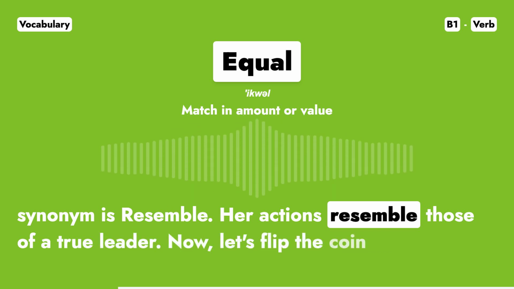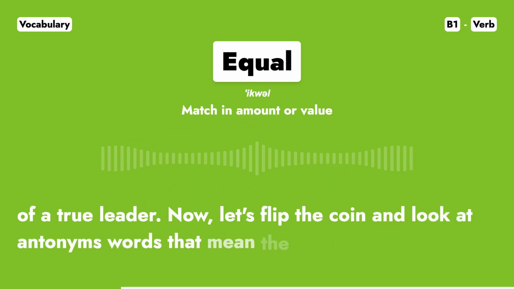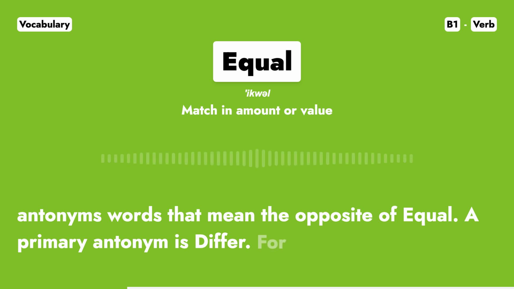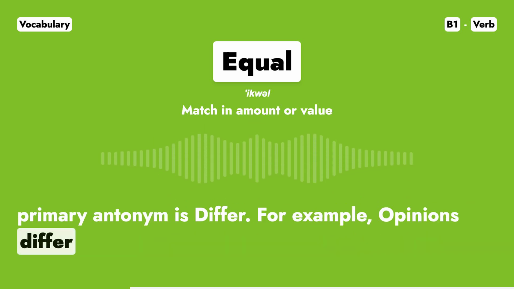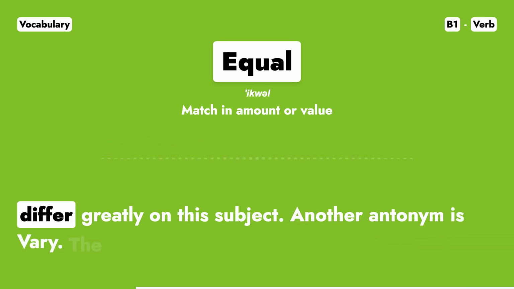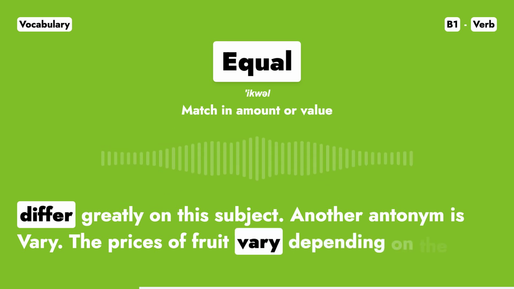Now, let's flip the coin and look at antonyms, words that mean the opposite of equal. A primary antonym is differ. For example, opinions differ greatly on this subject. Another antonym is vary. The prices of fruit vary, depending on the season.